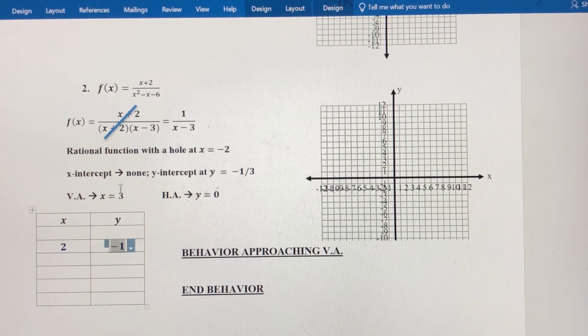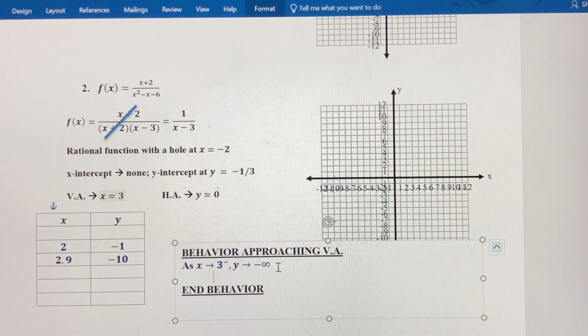Now I'm going to go really close to this 3. I'm going to use 2.9 here, coming from the left. When I plug that in, I get negative 10. So you can see we're staying negative, but the magnitude of that value is getting larger. So what we say is, as x approaches 3 from the left, y is going to approach negative infinity.